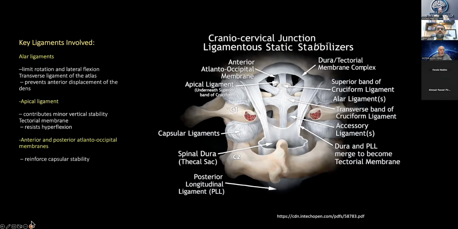So the key ligaments involved are the lateral ligaments. These ligaments limit rotation and lateral flexion. The transverse ligament of the atlas prevents anterior displacement of the dens. Here we have the dens. The apical ligament contributes minor vertical stability. The tectorial membrane resists hyperflexion. Here we have the apical ligament. Anterior and posterior atlanto-occipital membranes reinforce capsular stability.